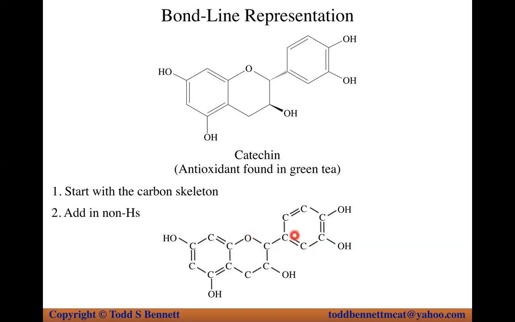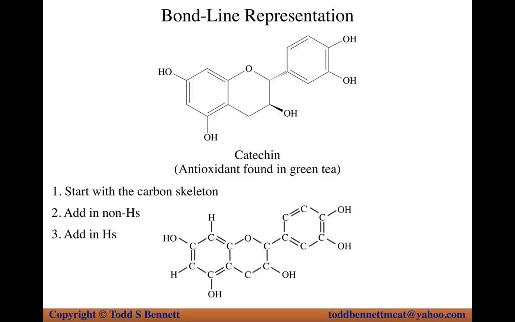This carbon has an O, a C, and a C. It also needs an H. This carbon has a C, C, and an O. Also needs an H. This carbon here has just 2 bonds of carbon, so it needs 2 H's. This carbon 4 bonds, this carbon 4 bonds, this carbon 4 bonds, this carbon 3 bonds, it needs an H. This one needs an H. So I need an H here, here, here, here, here, here, here, and then 2 H's there.